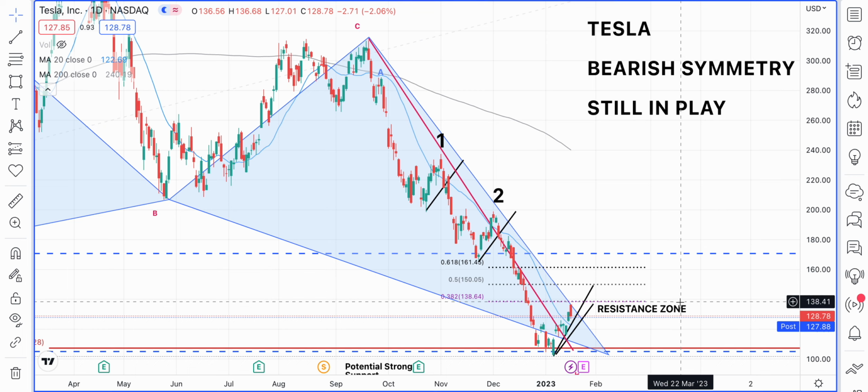What is really key for this stock, in order to find a really good bottom, is to be able to break its bearish symmetry. Once it does that, then we know that the market is shifting. So perhaps the downward momentum is changing, it's ending, or it's transitioning. That's a very good indicator when this bearish symmetry is actually broken.